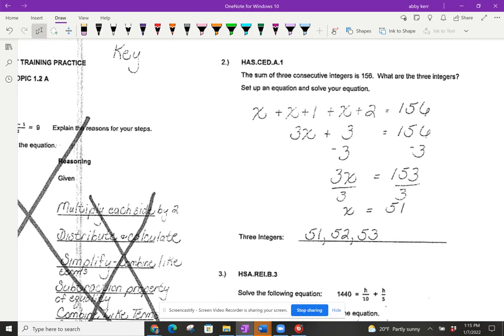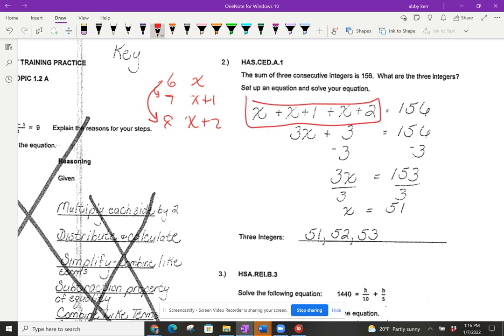For number 2, it says the sum of 3 consecutive integers is 156. So consecutive integers, we start with the first number, which is x. The second number is x plus 1. The third number is going to be x plus 2. Remember, when doing this, you can just come up with any random number like 6, 7, 8. If you let x be 6, how do we get to 7? We do x plus 1. How do we get to 8 from 6? We add 2. So that's exactly where we came up with this side.